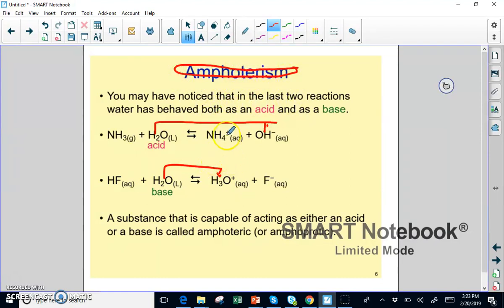Now, things that can act this way tend to have multiple H's, so they can either gain an H or lose an H, doing both gain and lose.